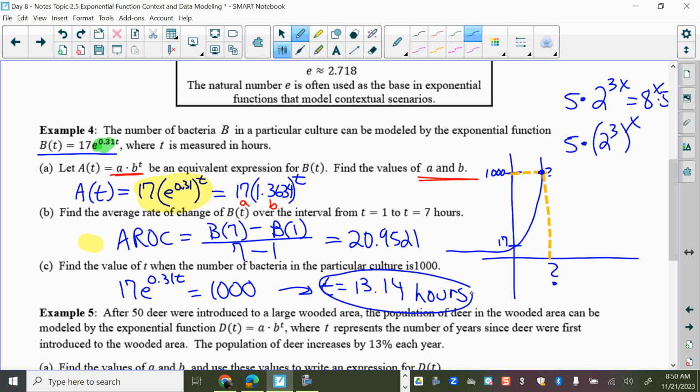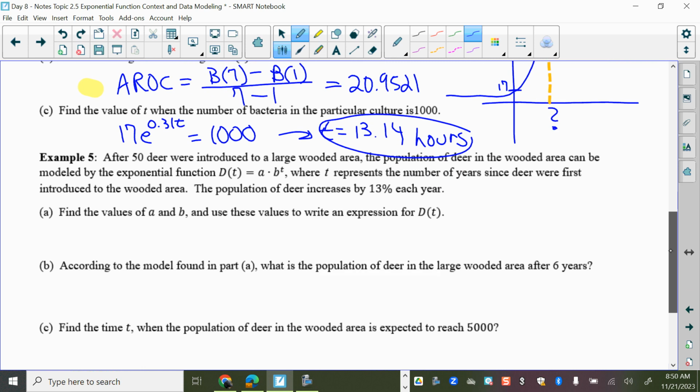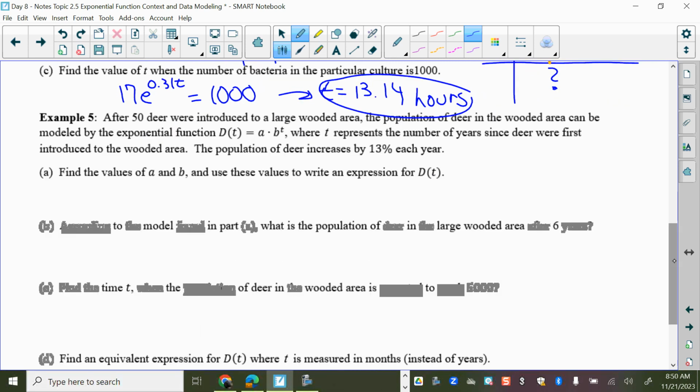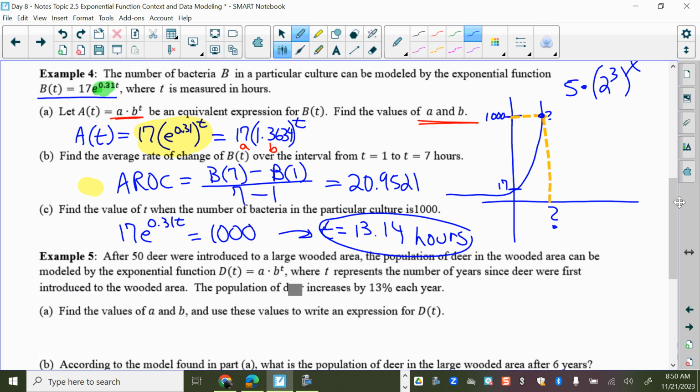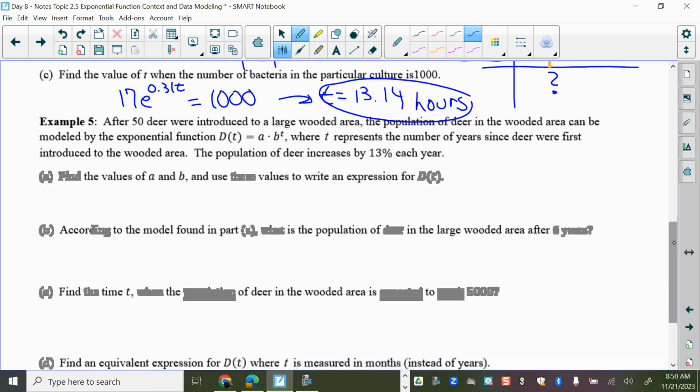Last big one here, and then the multiple choice ones on the next page will be pretty quick. Okay? All right. 50 deer were introduced to a large wooded area. So that's telling you what? A or B in my equations. Tell me my A value, my initial value. All right. So great. 50 deer. So I basically already know that A is 50.